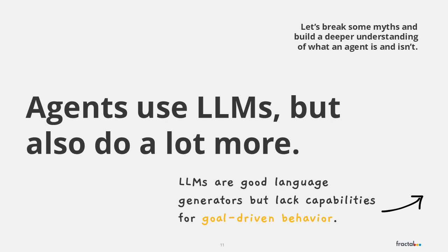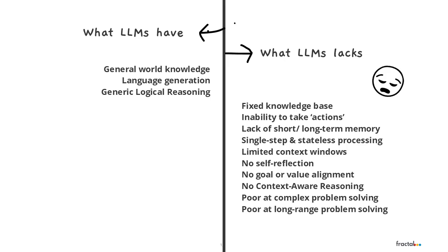Essentially, because large language models are only language generators, they do not have enough capabilities and affordances to be able to exhibit goal-driven behavior. But there are some things that we can add to large language models to get them to do that. And that's a little bit of what we'll talk about after looking at a few more examples today. What are vanilla large language models able to do? They have general world knowledge. They have the ability to generate language. They have some generic logical reasoning. Where they lack is, their knowledge is baked into their weights.